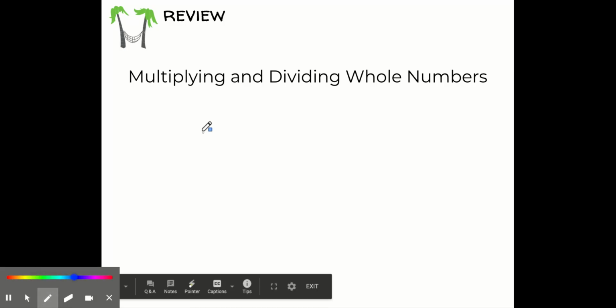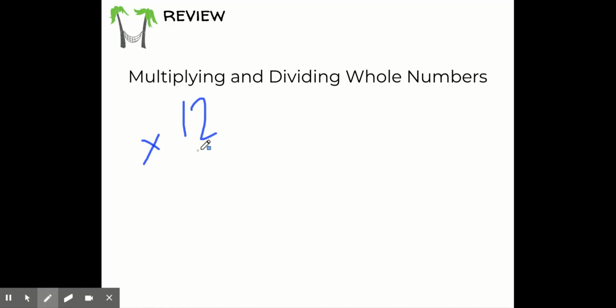As a review, we'll be multiplying and dividing whole numbers during today's lesson. And I wanted to just remind you what that looked like. If I were multiplying 12 times 4, these two whole numbers, I would multiply first in the ones place. 2 times 4 is 8, and then I would multiply across. 4 times 1 is 4.